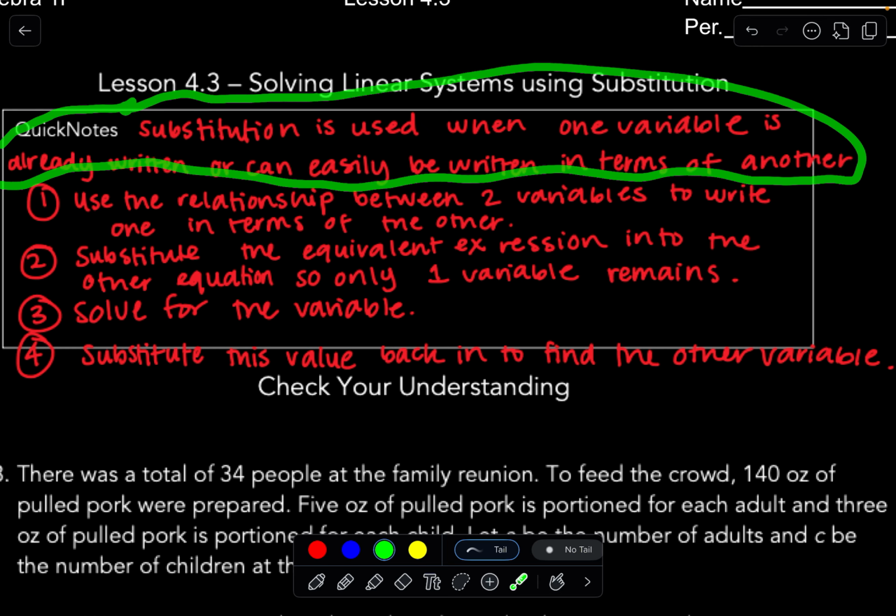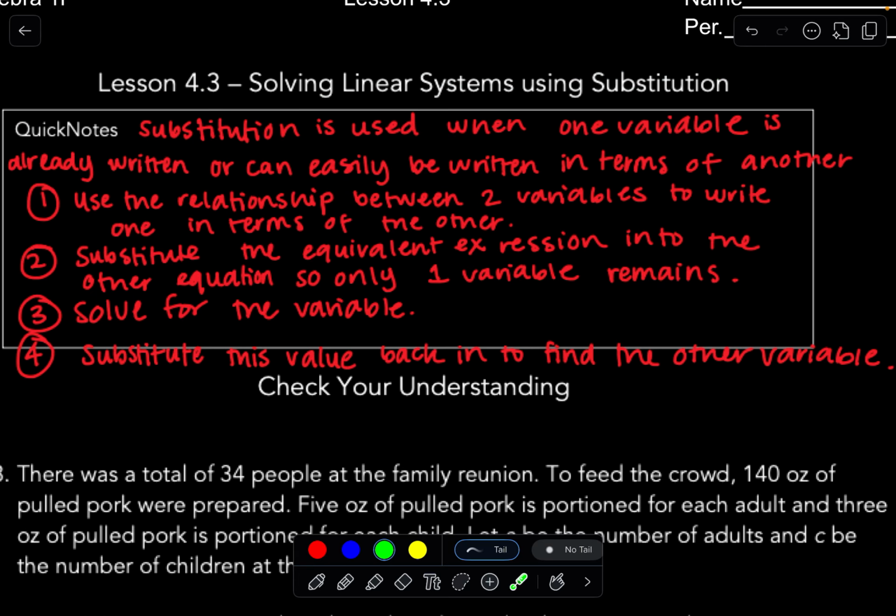Okay. This method is used when one variable is already written or can easily be written in terms of another. That's when you use it. A lot of times it will be y equals some expression in x, and then we could take that expression and substitute it into the other equation, because you have to have two, to reduce the number of variables from 2, x and y, to 1, x, or y, or s and b, or whatever we have, okay?